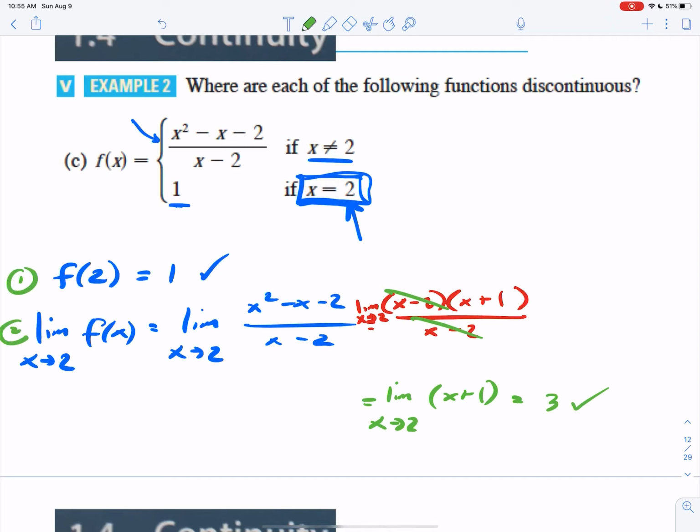So it passes the first test, the second test. Now what's the third test? Does the limit as x approaches 2 equate to the defined function?